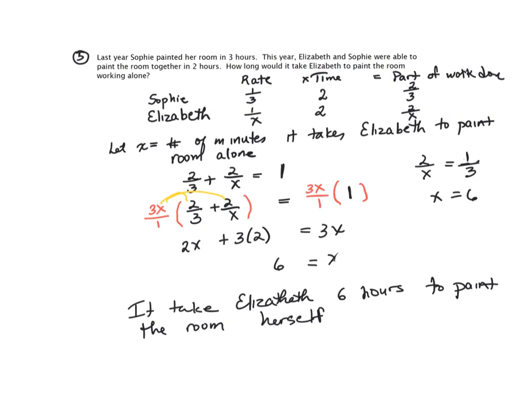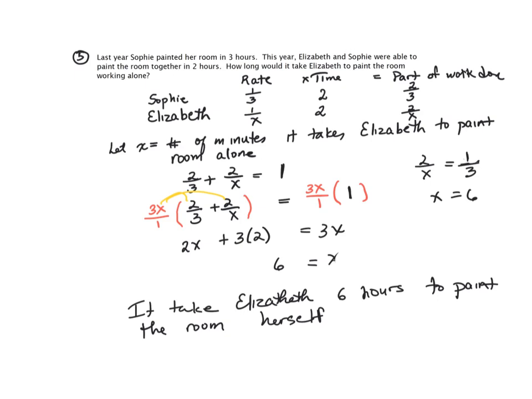So if we don't know how long it takes Elizabeth to paint the room herself, and we call it x, her rate is 1/x. So this last column can be completed. 2/3 is the part of the work done by Sophie. 2/x is the part of the work done by Elizabeth. And the equation would be 2/3 plus 2/x. And because we want them to complete painting the room, it would equal 1.